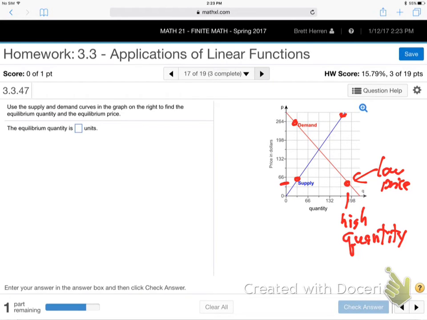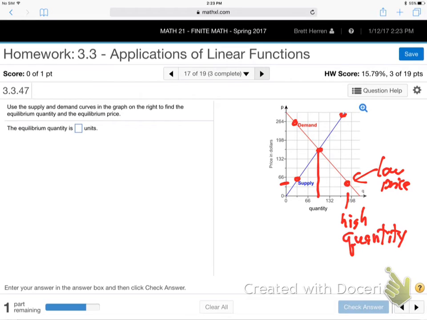So all that said, they want to know equilibrium. They want us to find, where's the equilibrium? It's right there where they intersect. That's how economic systems work. That's part of the deal: they meet somewhere in the middle where the supplier and the demander can be happy together, right?